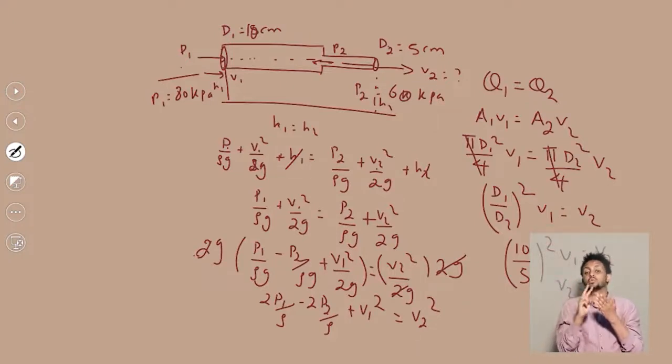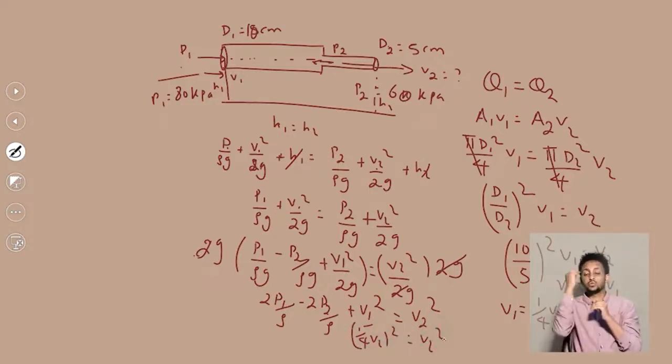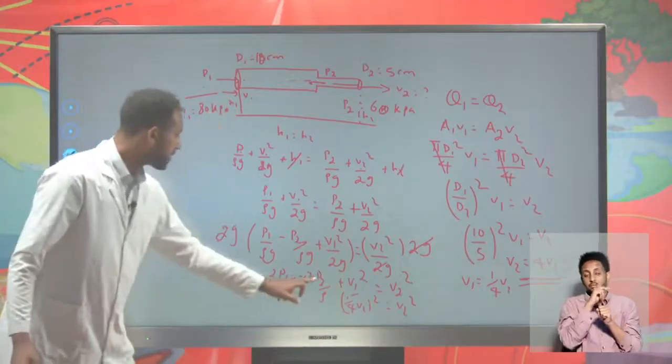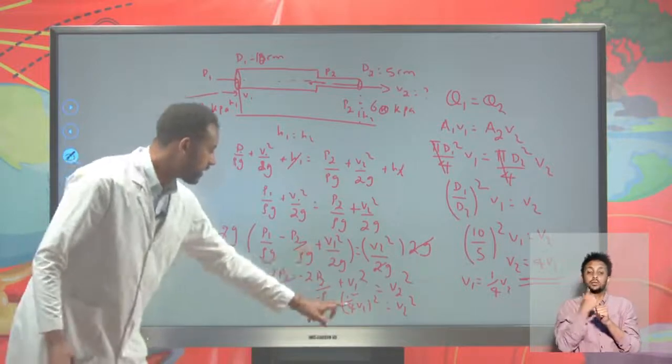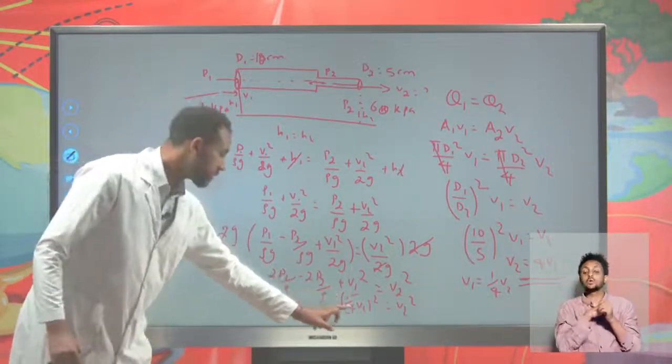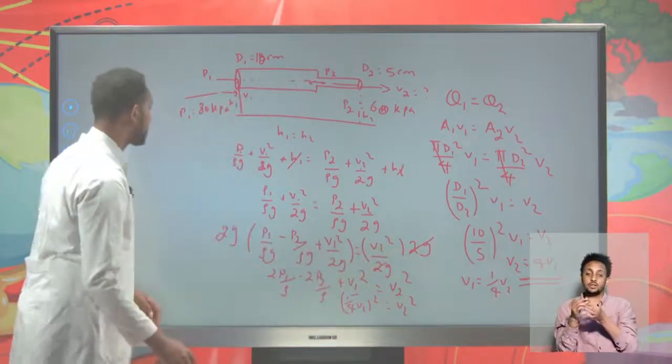So V2 gives us 10 divided by 5 is 2, 2 squared is 4, 4 times V1. So we can find a relation between V1 and V2. Instead of V1, you can have V1 equal to 1/4 of V2. So we can substitute here 1/4 of V2, the whole squared, equals V2 squared. So all the quantities are given here. Pressure P1 is 80 kilopascal. Pressure P2 is 60 kilopascal. Here, instead of using V1, we have an expression in terms of V2. We can transfer it to the other side.